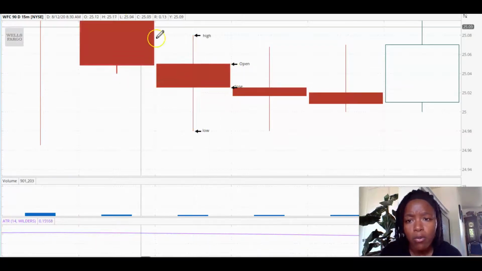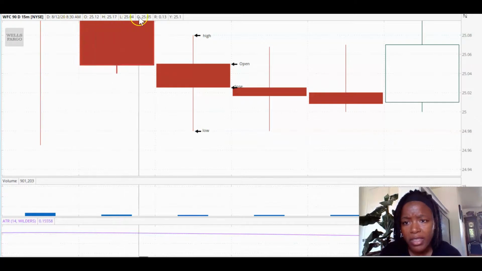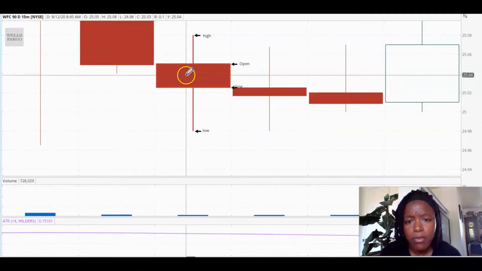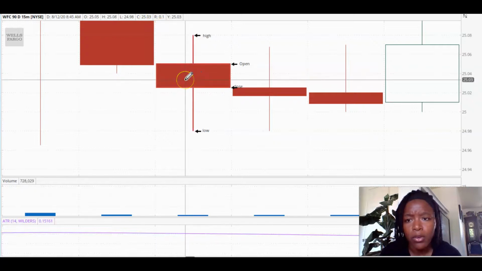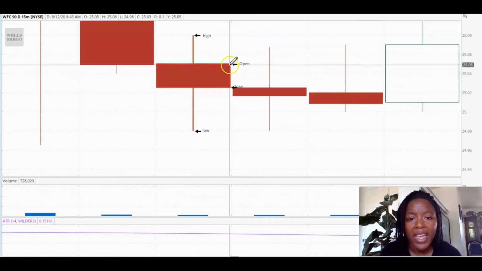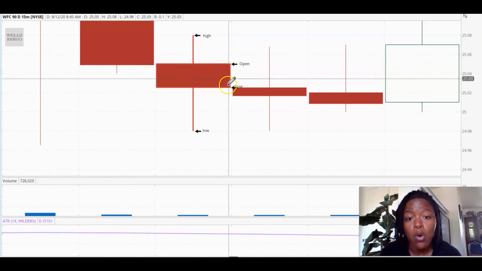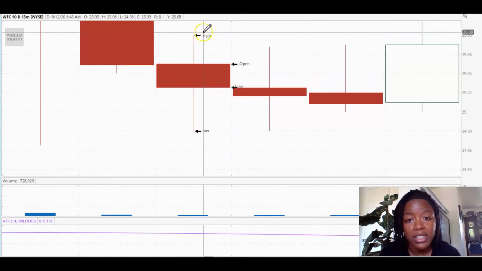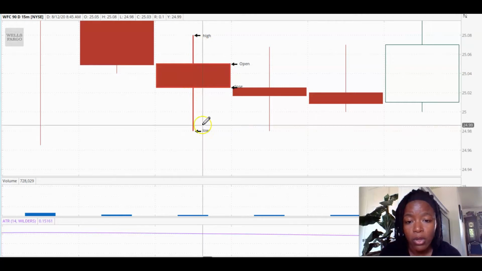If we hover over it, we're going to look over here. The O is for open, H is for high, L is for low, C is for close. We hover over this candle, and we see that it opened at 25.05, but it closed at 25.03. So we lost 2 cents. And that's the reason why this candlestick is red, because of those 2 points, not because of the high, not because of the low.